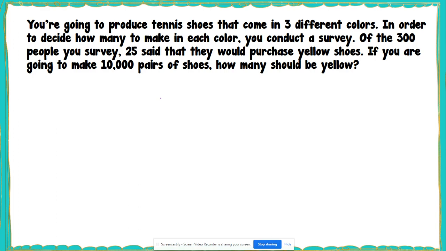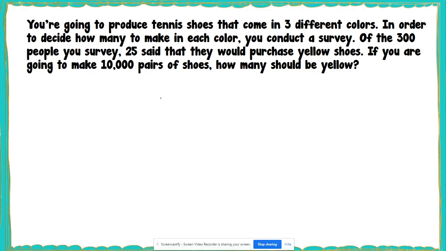After you've collected data from a random sample, you can use that data to make an inference, which is a prediction or an estimate about the total population. When making these inferences, we make proportions and solve our proportions to find out a value about the entire population. The example on your screen says you're going to produce tennis shoes that come in 3 different colors.